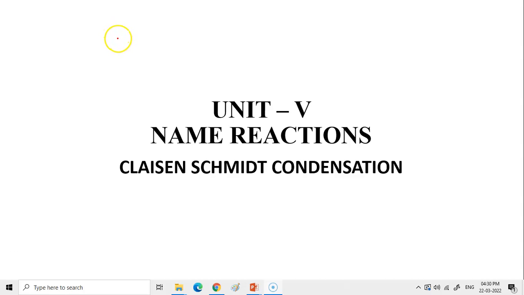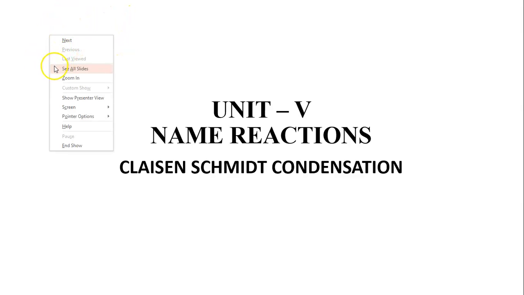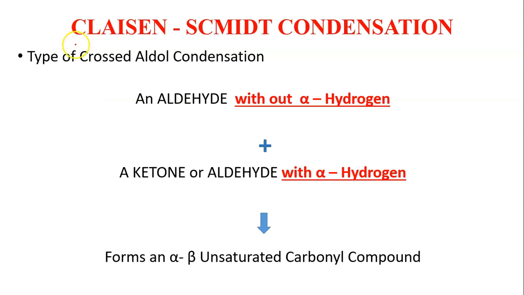Continuing with Unit 5, name reaction. The next reaction is Claisen-Schmidt condensation. So as the name indicates, it's a type of condensation reaction. So let's see the basic scheme first. It's a type of crossed aldol condensation where we take two different types of carbonyl compounds.